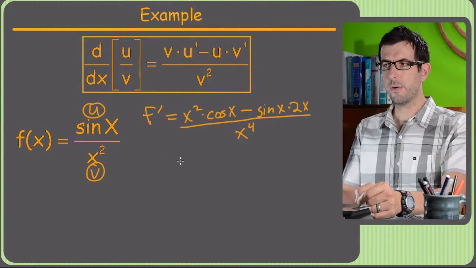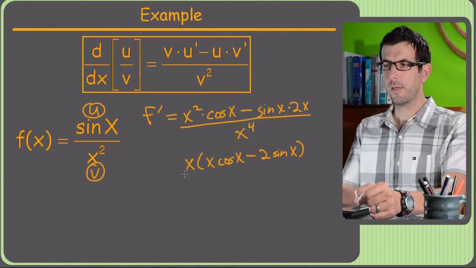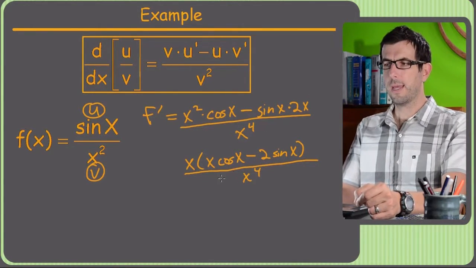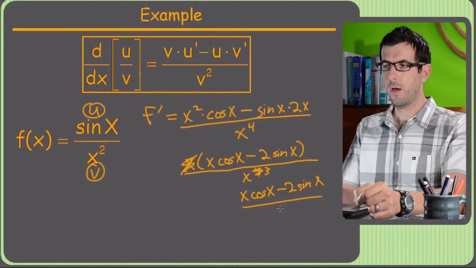All right, so is there anything I can do with this? Not really. I mean, the only thing we could do is factor out an x from the top. So if we factor out an x, we get x times x cosine x minus 2 sine x, because remember, I just factored out an x, so that's where this x went, all over x to the 4th. So this x will cancel one of these, so I'll end up with x cosine x minus 2 sine x all over x cubed. All right, so that's one answer.